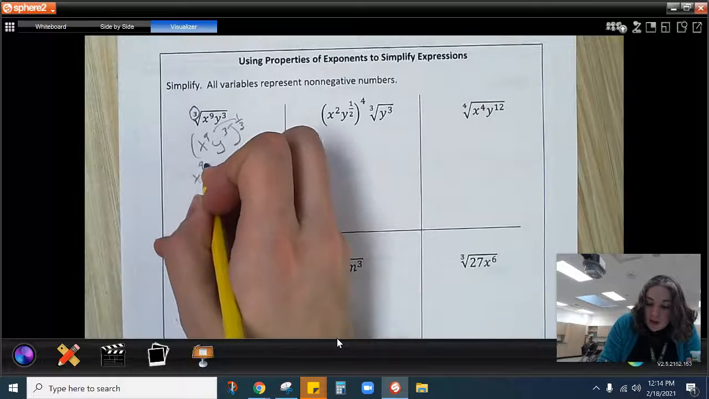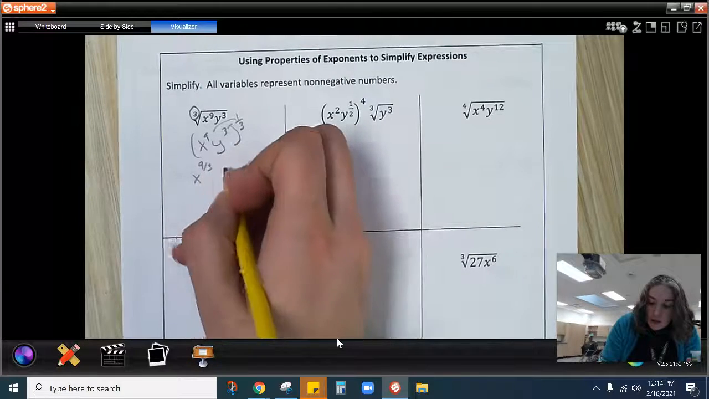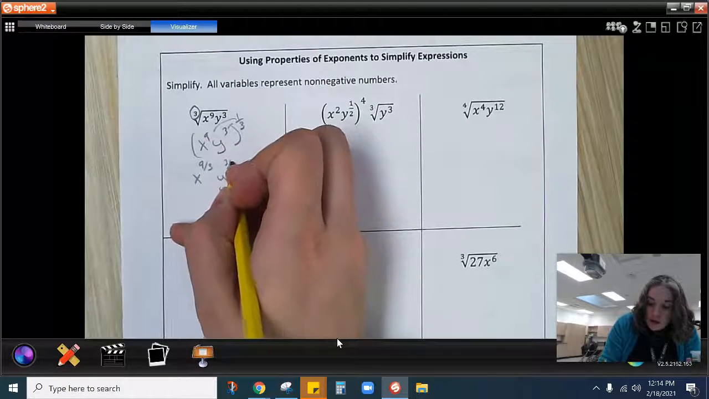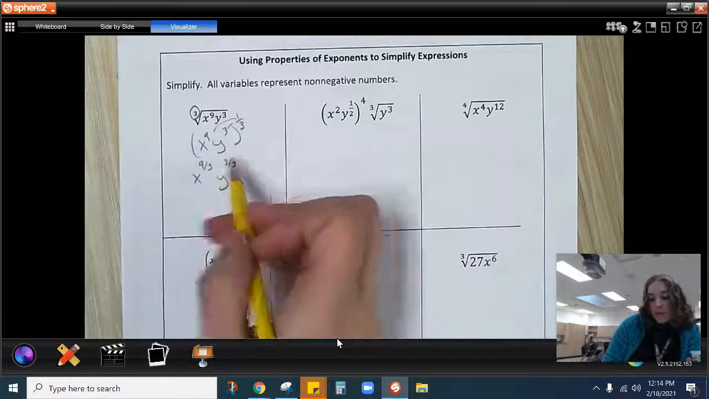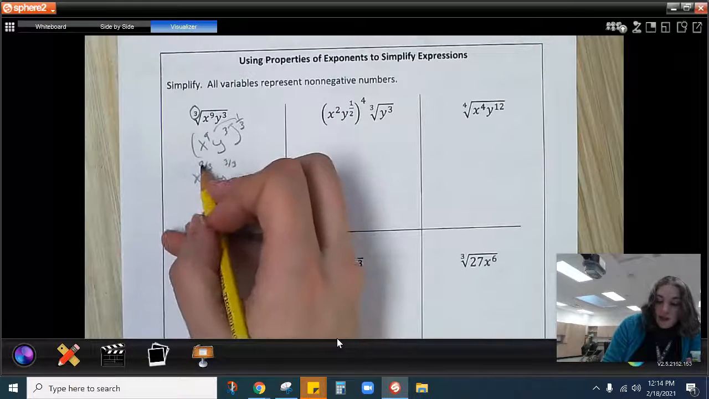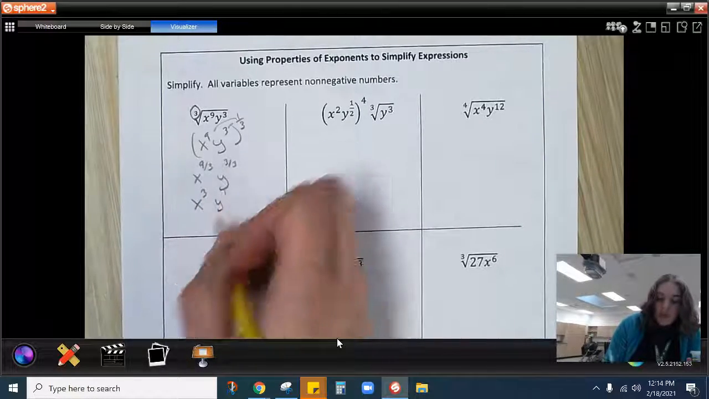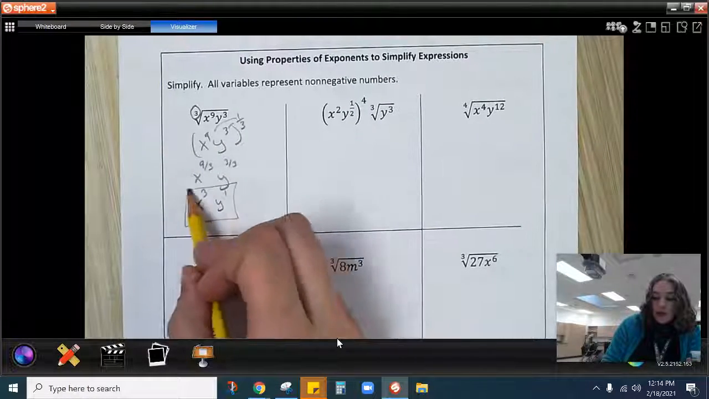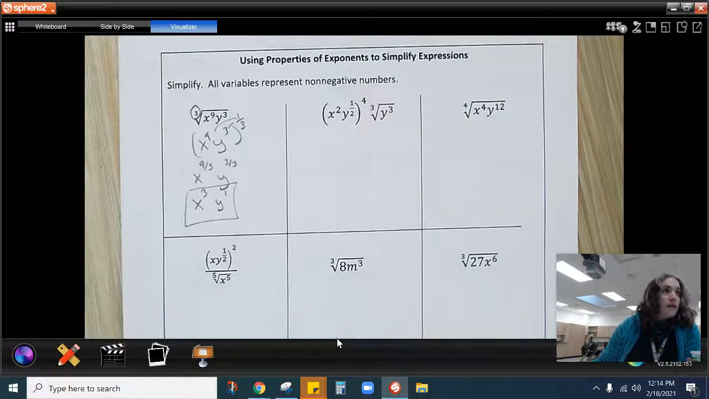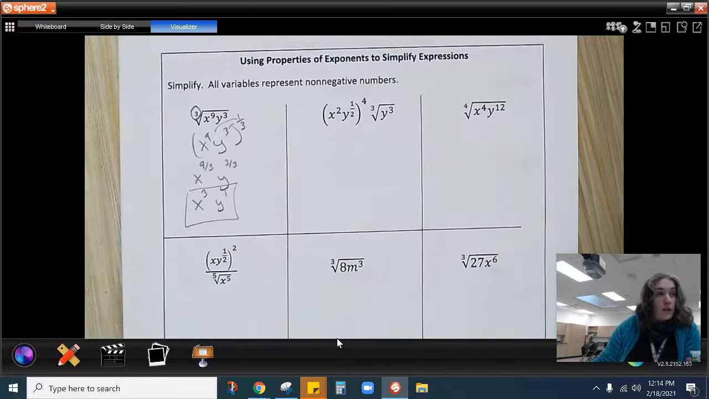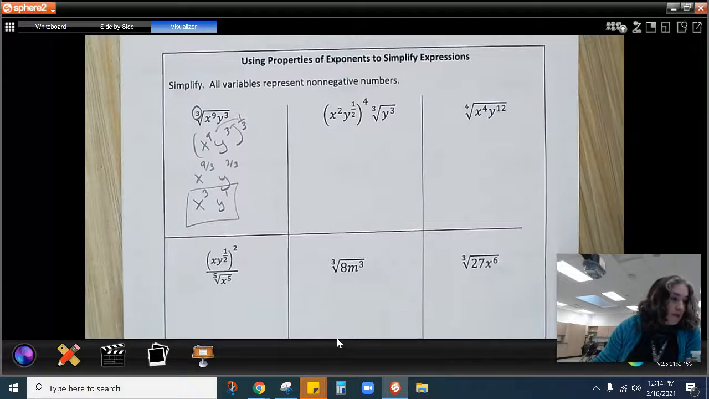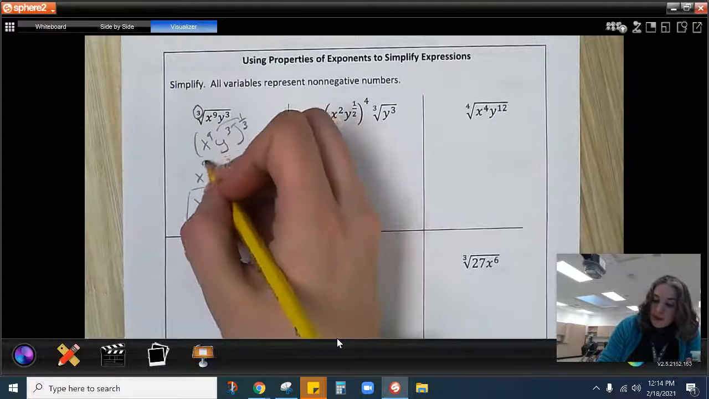So I've got x to the 9 divided by 3, and then y to the 9 divided by 3. What's handy about that is that now 9 divided by 3, I know that's going to be a 3. So my final answer is x to the 3, y to the 3. All right, because I multiplied that out.